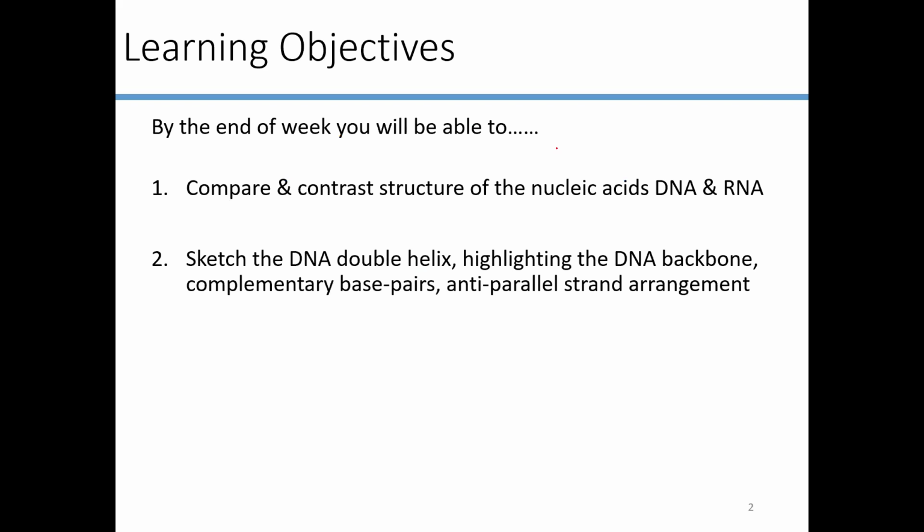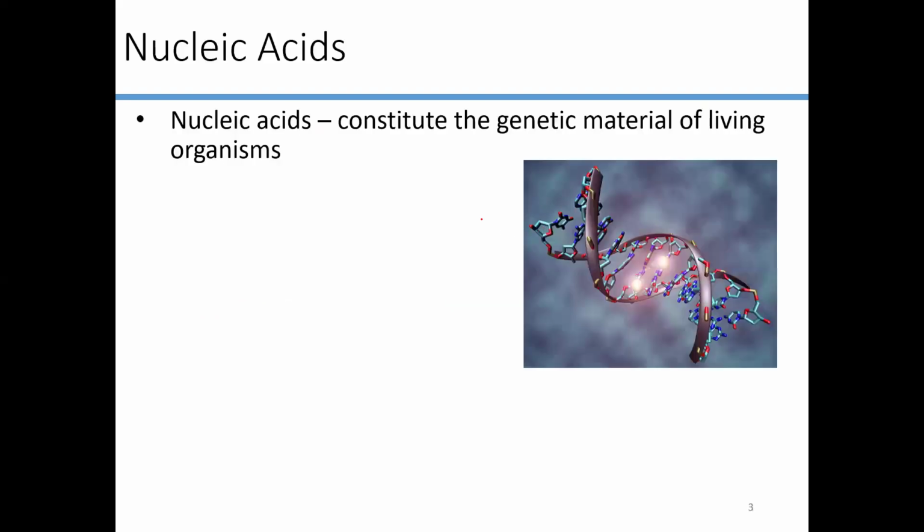So, our learning objectives are going to be able to compare and contrast the structures of the nucleic acids, DNA, and RNA. We're also going to try to sketch the DNA double helix. So, we're going to look at the specific structure and exactly why and how that's going to be comprised. We're also going to be highlighting specific parts of the DNA, specifically the backbone. We're going to understand the rule of complementary base pairs, and we're going to see exactly why we have something known as an anti-parallel strand arrangement. So let's go ahead and get started.